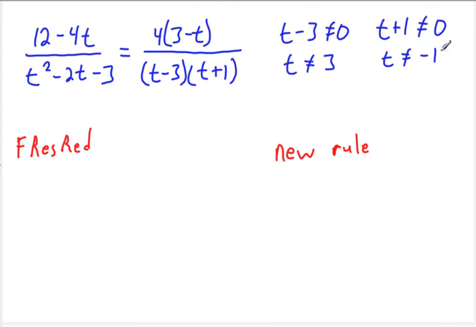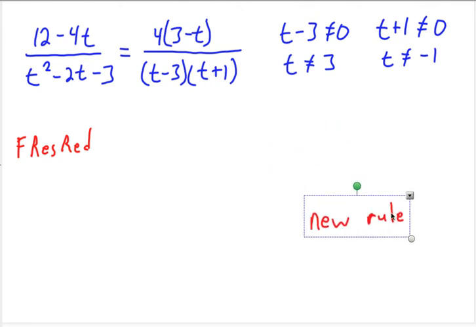Okay, now I just did my restrictions, so now I'm going to do reduction. So 3 minus t and, well, these look really similar, but they're not the same. So what does that mean? Well, let's figure out what this new rule is going to be. And I'm going to go old school. Let's figure out the new rule with some simple examples.